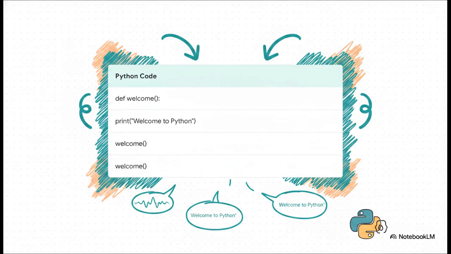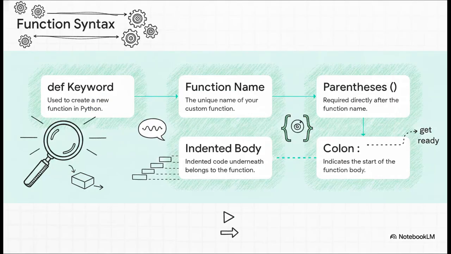But check out the solution. We just create a function once. We bundle that action by defining welcome, and then we can just call it whenever we need it. The output instantly displays welcome to Python 3 times. But look at our actual code. It is beautifully clean. Okay, so how do we actually build this logic machine?